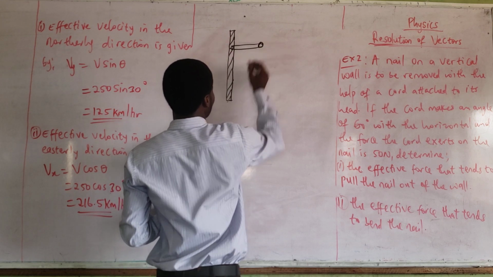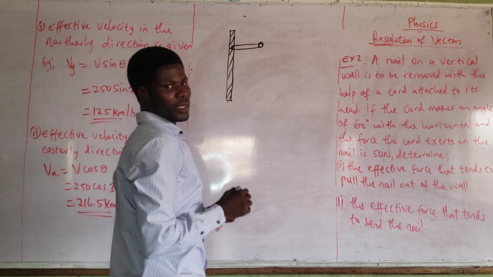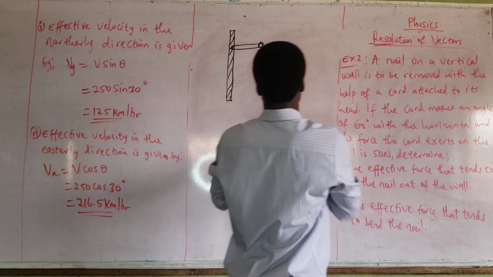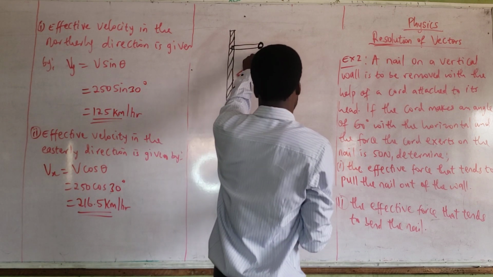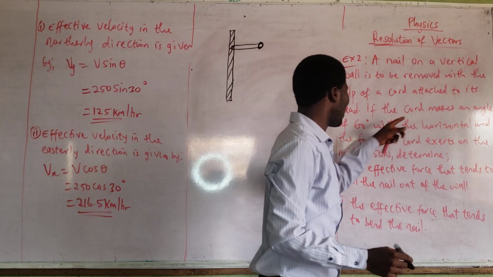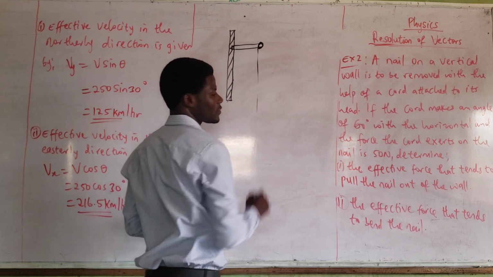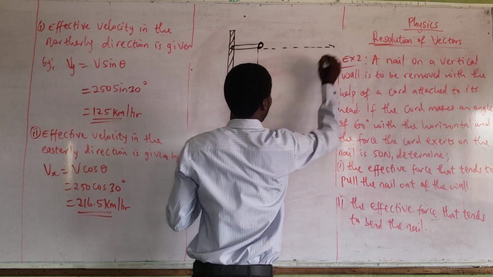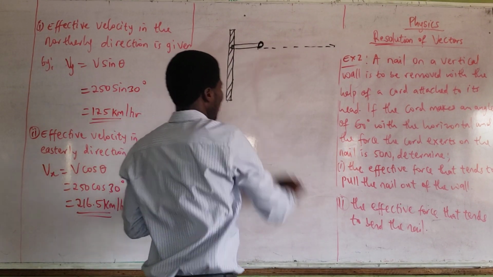Let's say this is the nail. They said that the nail is to be removed with the help of a cord attached to its head. So they attached a cord to the end of that nail. And they said the cord makes an angle of 60 degrees, it means the nail is not vertical like this. They said it's 60 with the horizontal. These are horizontal. Okay? So the cord makes an angle of 60 degrees with the horizontal.